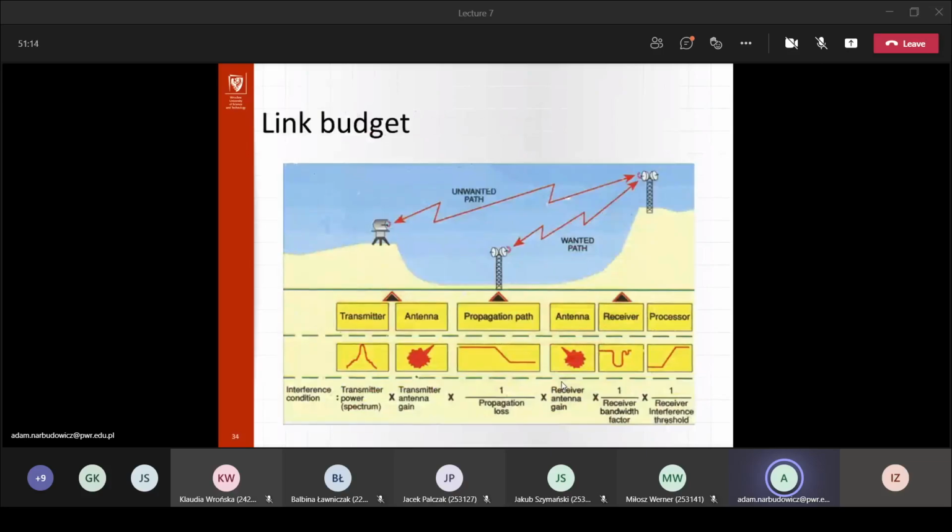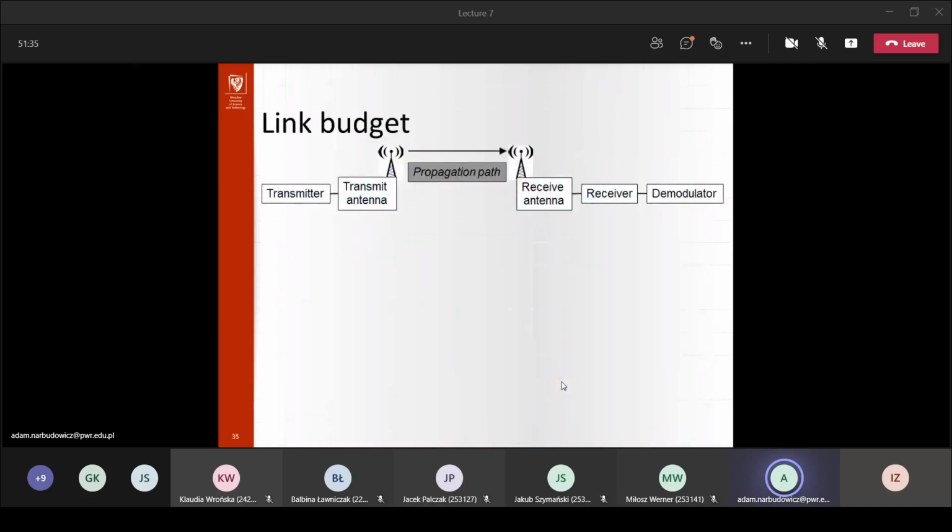So we want to link budget, and this is something which typically allows us to calculate a power that is still well able to be received by the receiver. So typically, what's happening with a typical radio signal? We've got a transmitter with all the blocks that we discussed earlier. So modulator, channel coder, source coder, and so on.